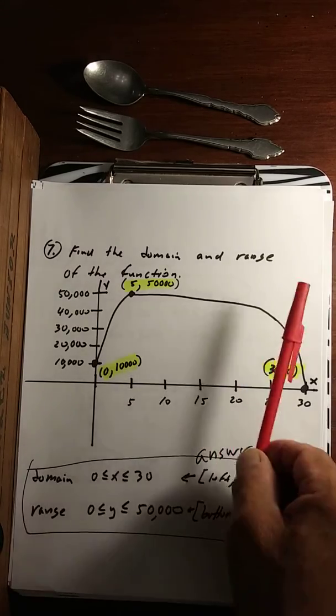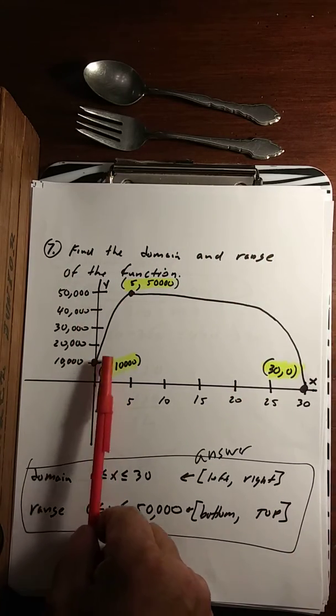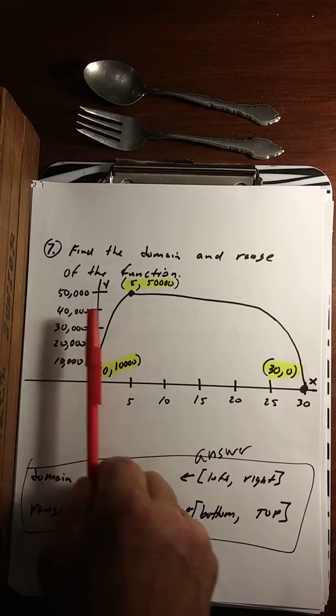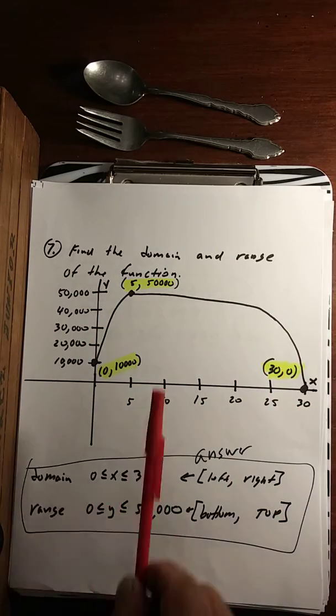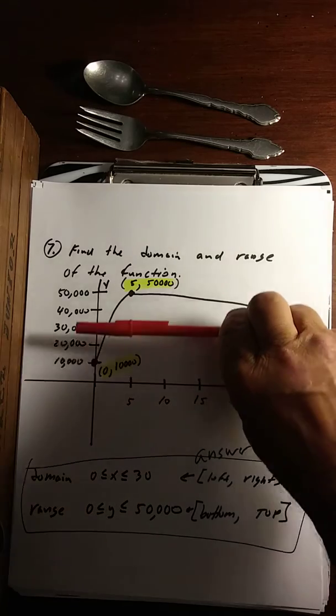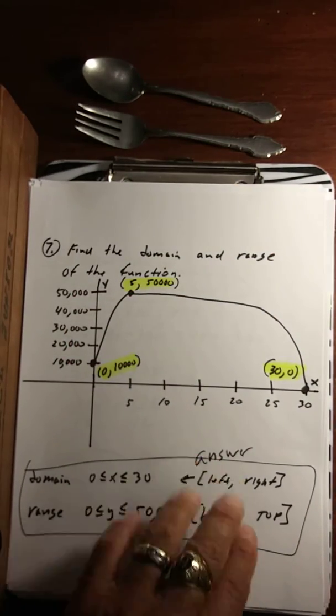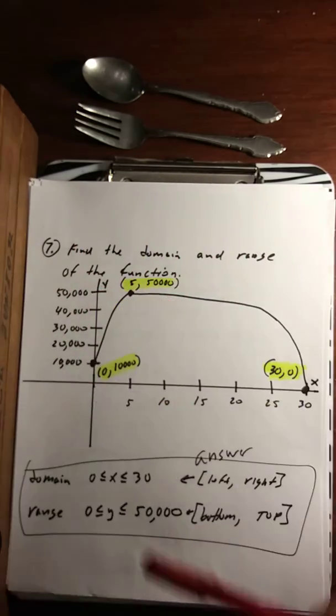Find the domain and range. Domain is left and right. So it goes from 0 to 30. This way. Range is from the bottom of it. It goes from 0 to 50,000. Domain left and right. Range up and down.